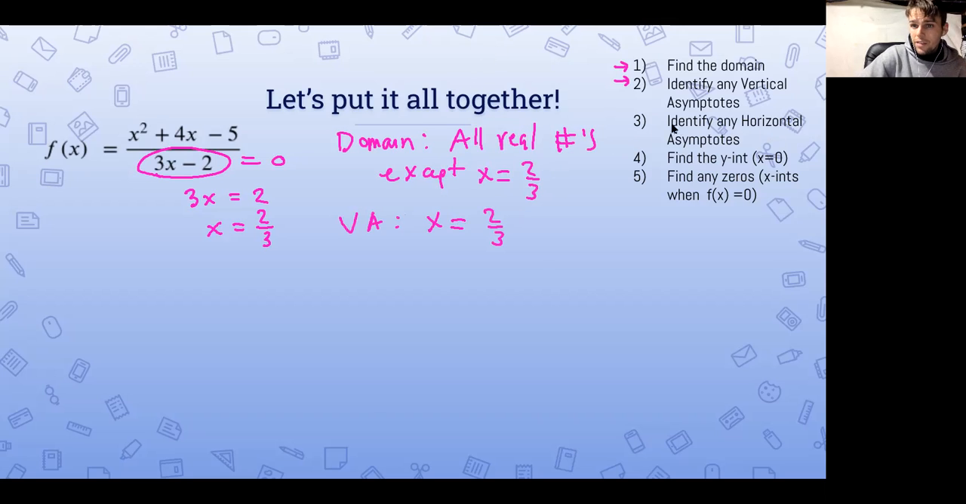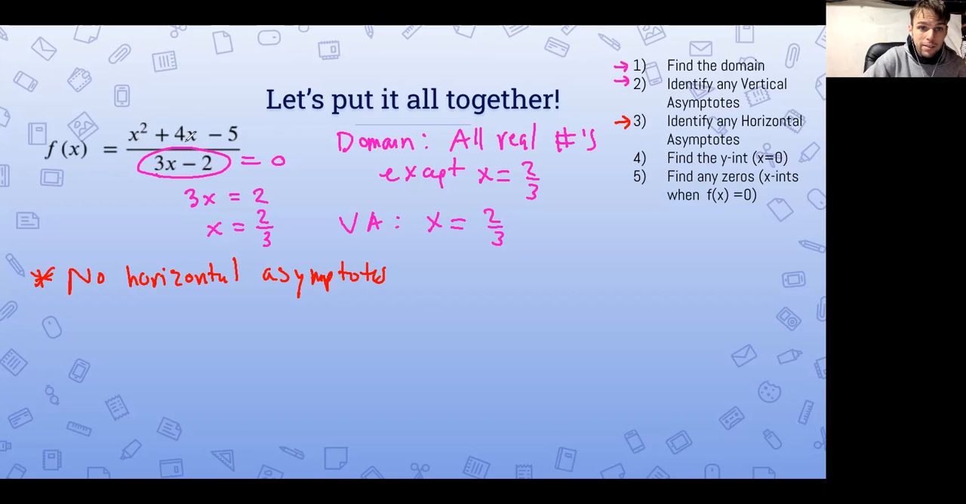Second step, identify any horizontal asymptotes. So here we have a second degree on top, x squared, and a first degree on the bottom. That is the last situation: the degree of the numerator is greater than the denominator. So that means there's actually no horizontal asymptotes. You may want to reference that list or that cheat sheet when you're trying to figure this one out, because you probably don't have that memorized yet. Done with that one.